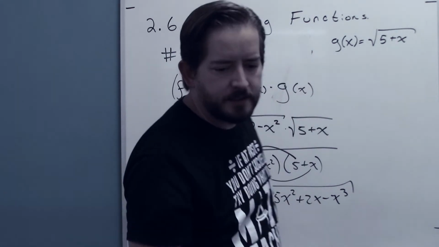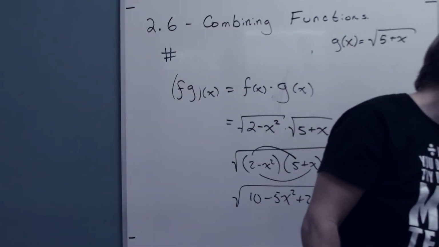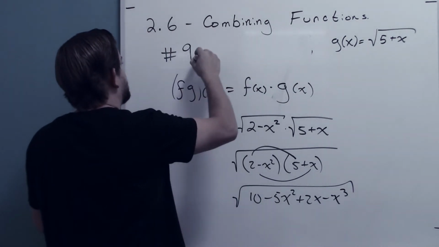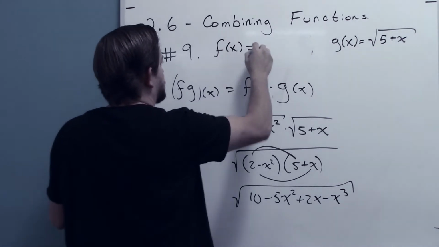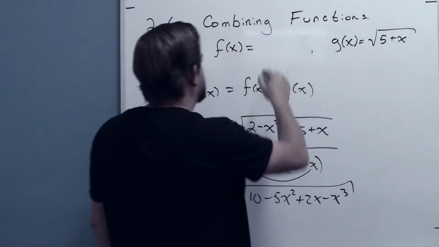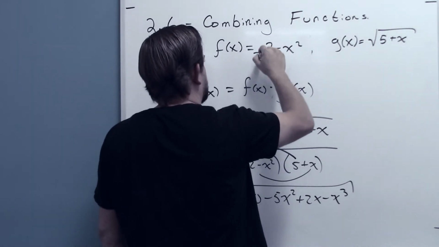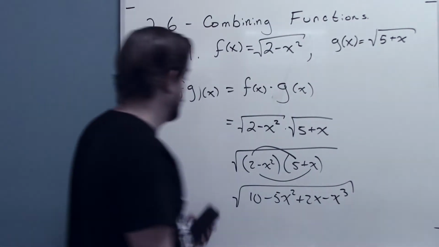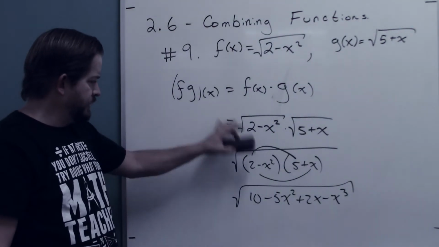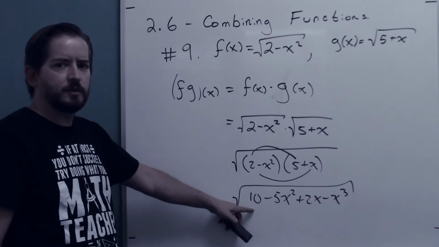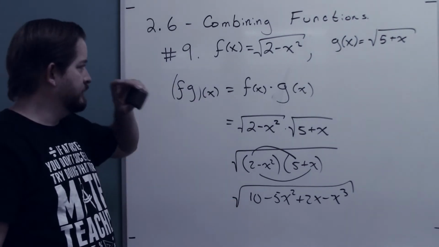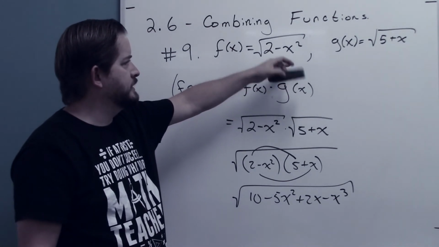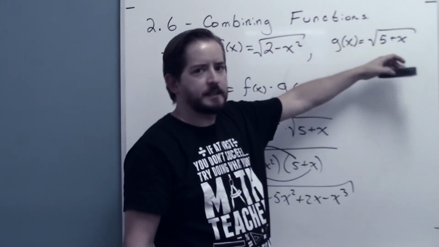Maybe I should not erase this, because let's look at number 9, which is the same two functions. Equals 2 minus x squared. All right, number 9 says the same two functions, we want to find the domain, right? And so I'm going to erase all this. It's nifty that we have this, but it's not terribly important. The domain is still the intersection of these things, right? 2 minus x squared has to be a positive or zero number. 5 plus x has to be a positive or zero number.